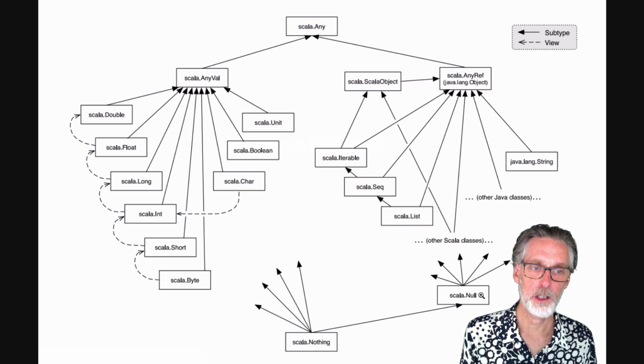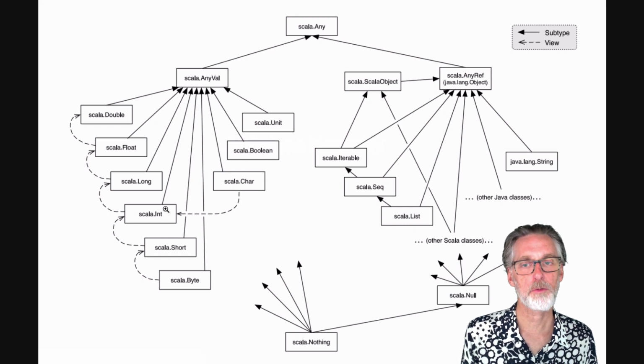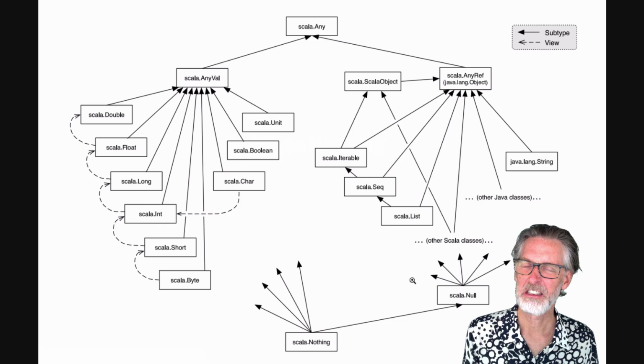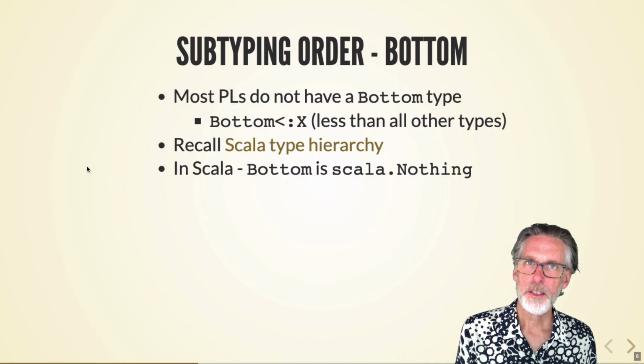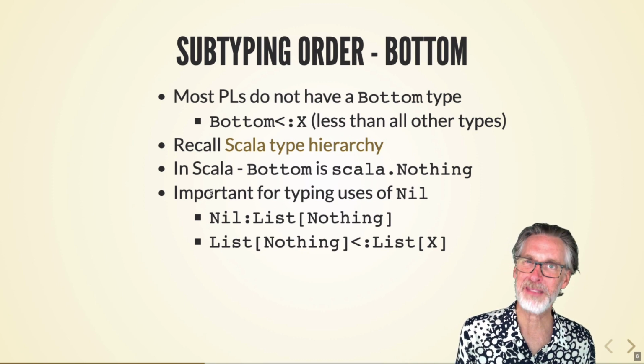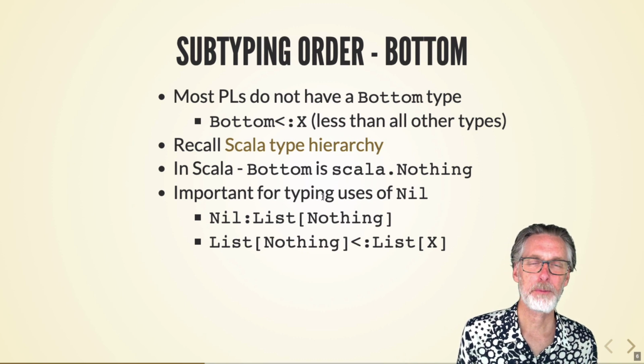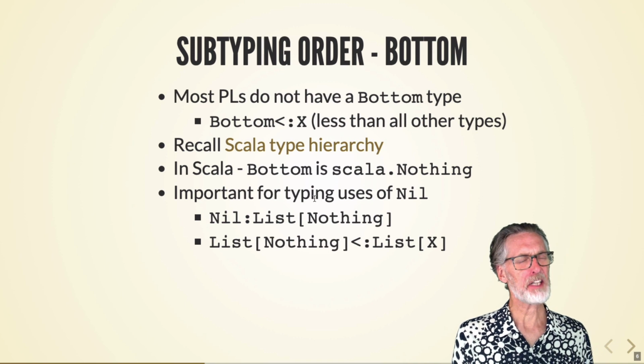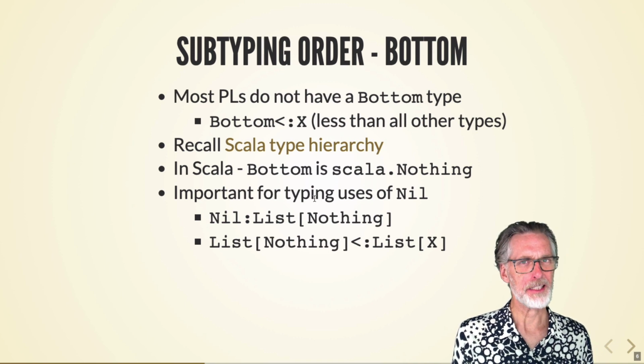It's below Null, which is a bottom type for object types. Nothing means really nothing. It's not even null. What good is this bottom type in Scala? Well, it allows us to express properties of empty things. Like, for example, what is the type of an element inside of an empty list?